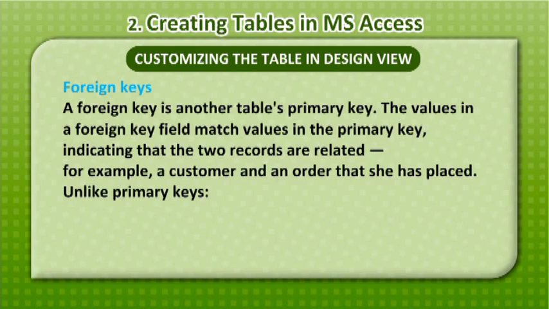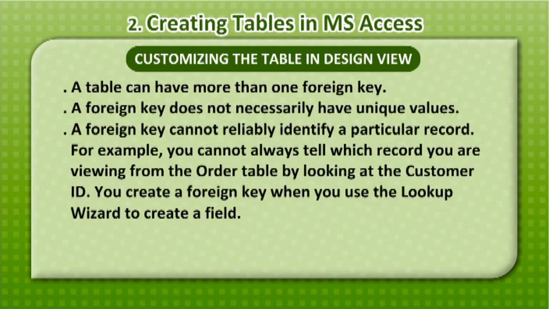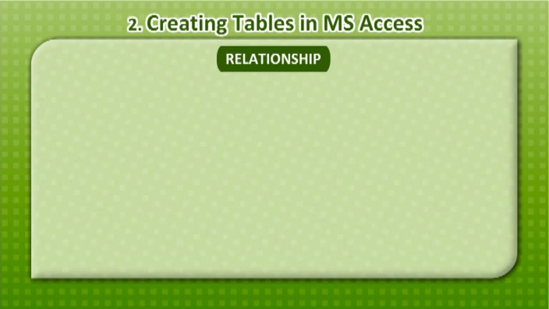For example, a customer and an order that she has placed. Unlike primary keys, a table can have more than one foreign key. A foreign key does not necessarily have unique values. A foreign key cannot reliably identify a particular record. For example, you cannot always tell which record you are viewing from the other table by looking at the customer ID. You create a foreign key when you use the lookup wizard to create a field.